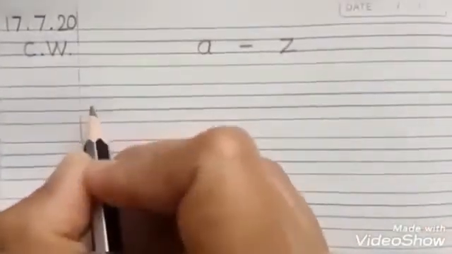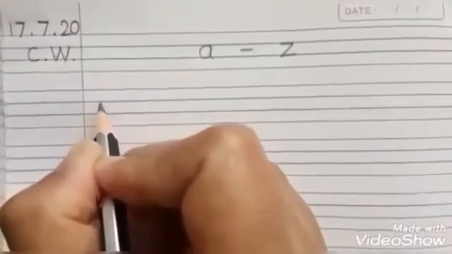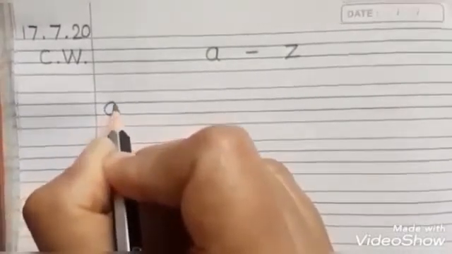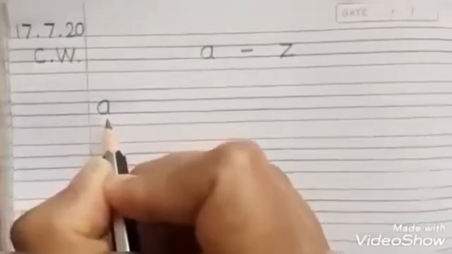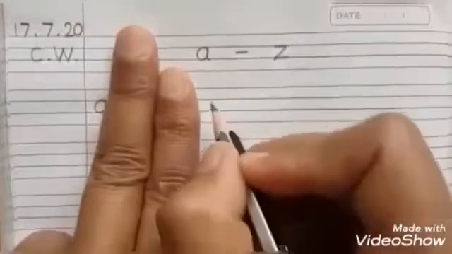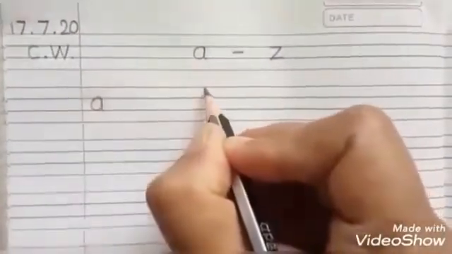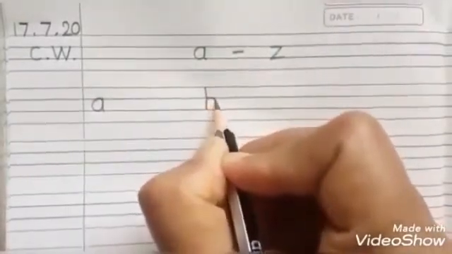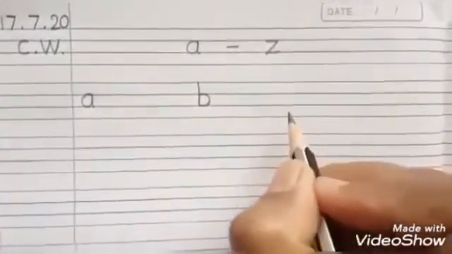Now the first letter is A. Between two blue lines you will start writing: curve, go up, come down. So this is small a. Now you have to keep two fingers and next to it you will write the next letter, that is B. Standing line, go up and take a reverse curve.